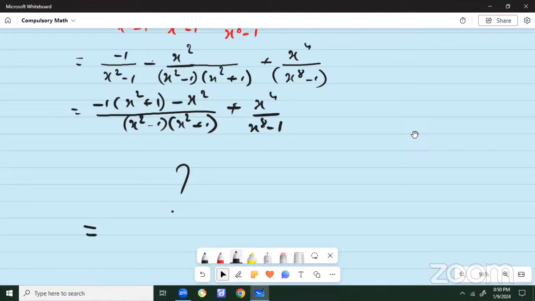Minus 2x squared plus x to the power 4 upon x to the power 8 minus 1. Okay, what did you get? Minus 2x squared plus x to the power 4 over x to the power 8 minus 1. Okay, you got it like this. Yes, sir. Okay, let's see what our friends have got.